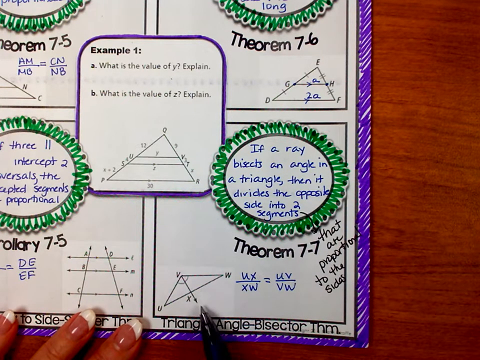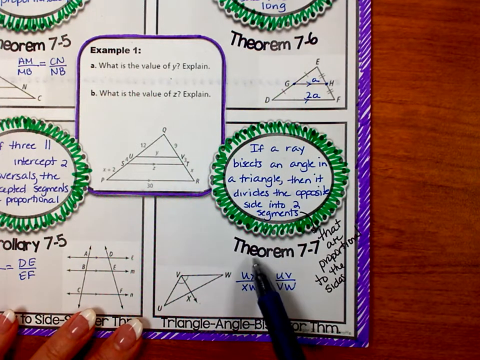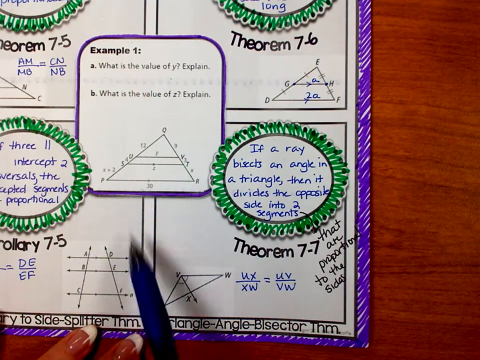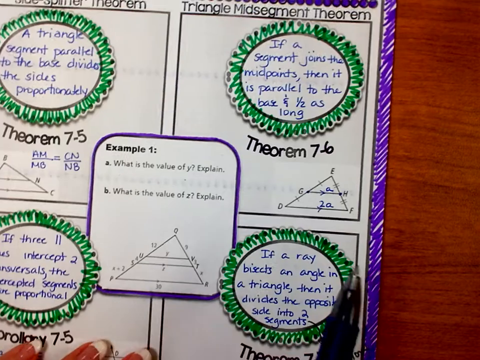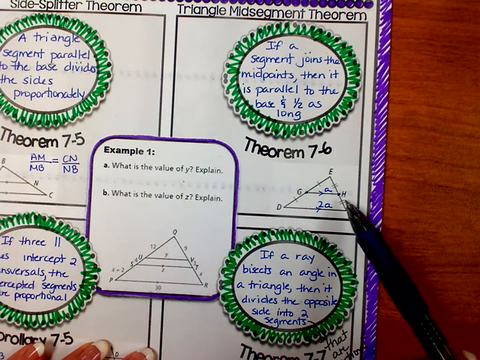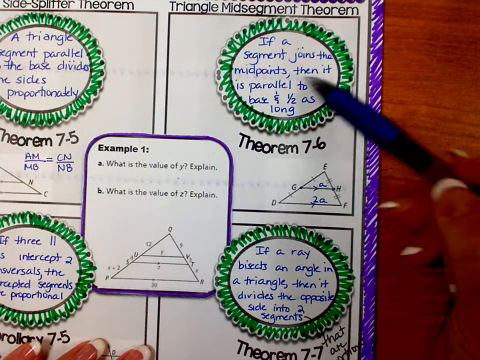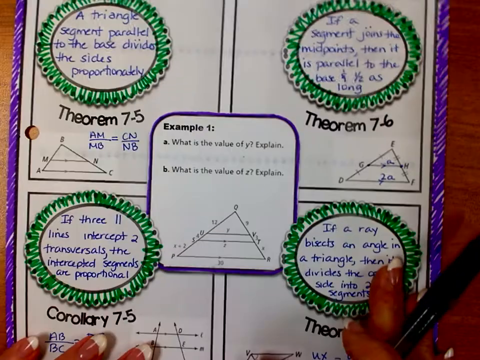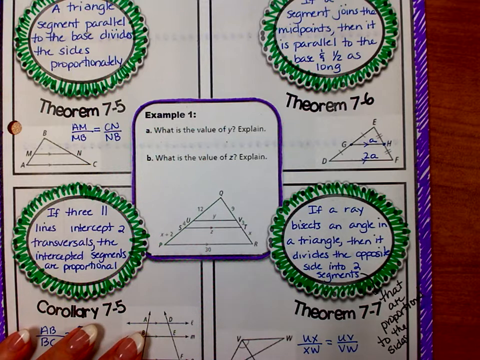So how are you going to know when to use which one of these? Well, if you have angle bisectors, you're going to use this one. If you have parallel lines, you're going to use this one. If you have a segment that's not necessarily a midsegment, then you'll use this one. And if you have a midsegment, then you're going to use this one. Okay, so let's take a look at example 1.